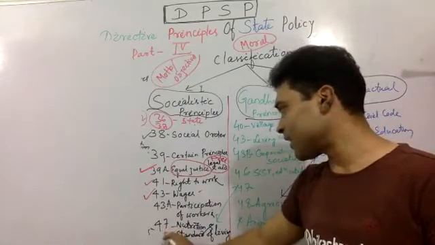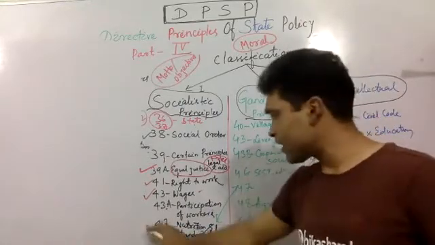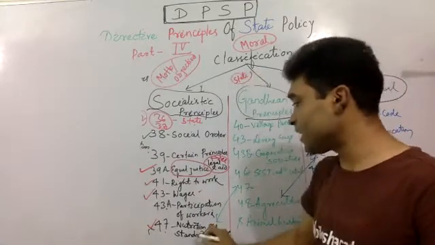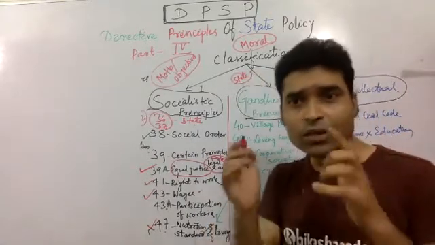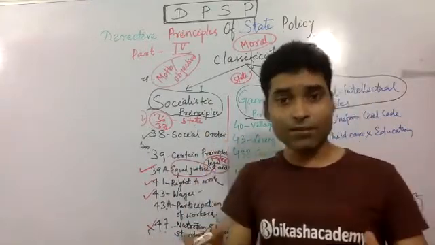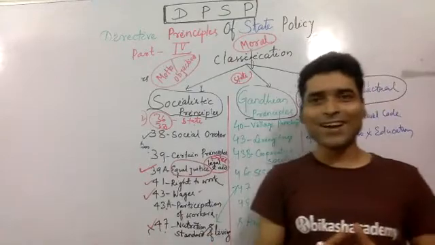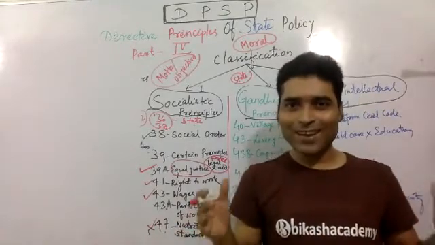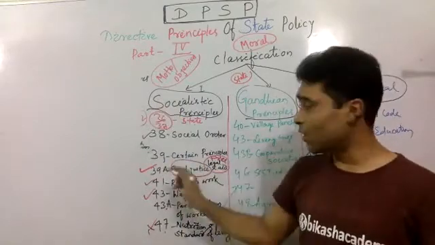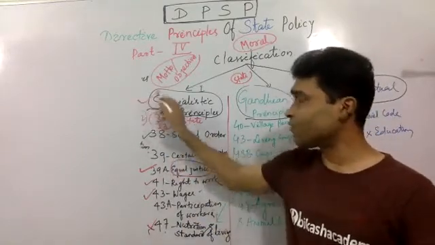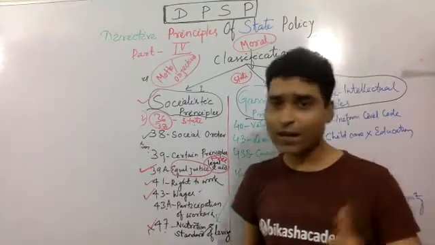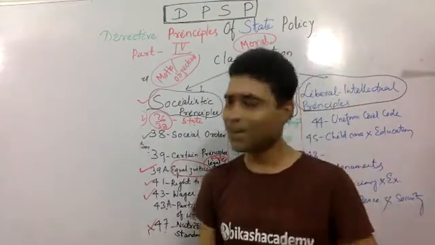And Article 47 says it is the duty of the state to raise the standard of living and nutrition level, so that citizens can maintain a happy, healthy, wealthy life. I hope these articles related to the first part, the socialistic principle, are clear. Please follow the original Indian Constitution.